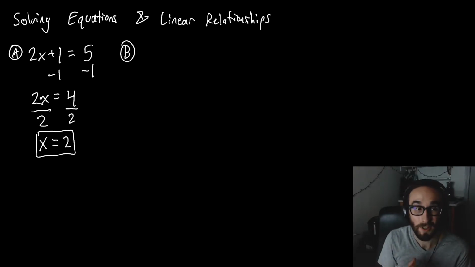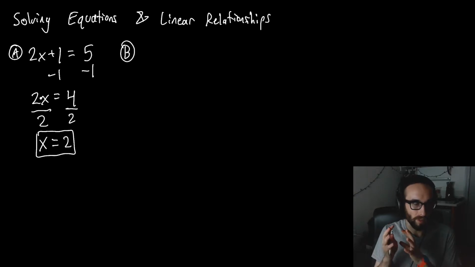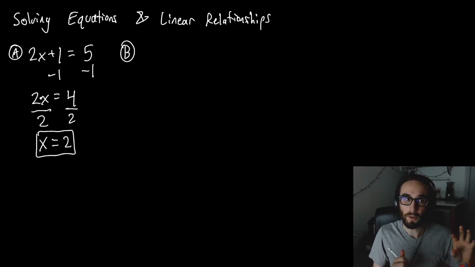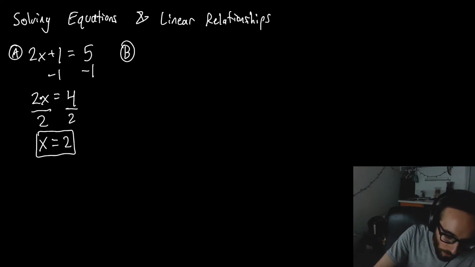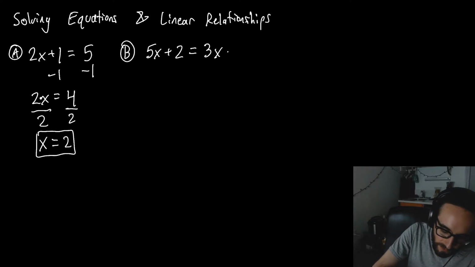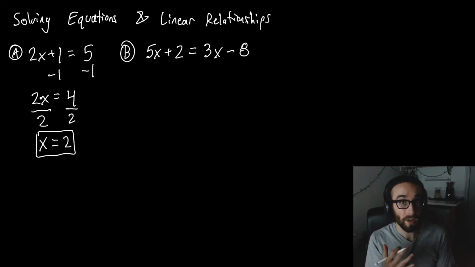Sometimes we'll have x on both sides. What we want to do is move over some of the x terms on one side so that we end up with x only on one side. So we want to try and move over the x's so they're not on both sides. An example would be if we had 5x plus 2 is equal to 3x minus 8. Okay, so here we have x on both sides.